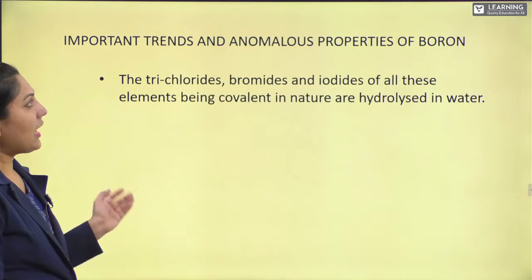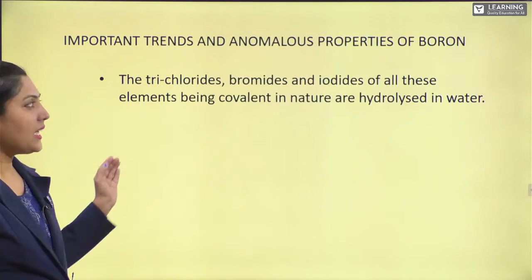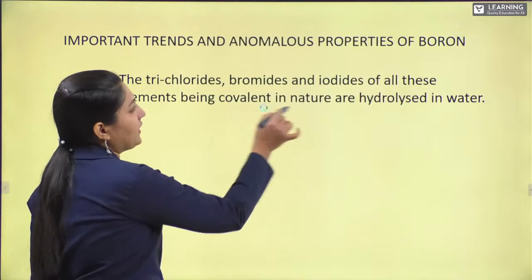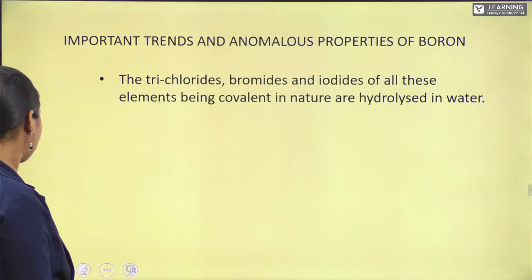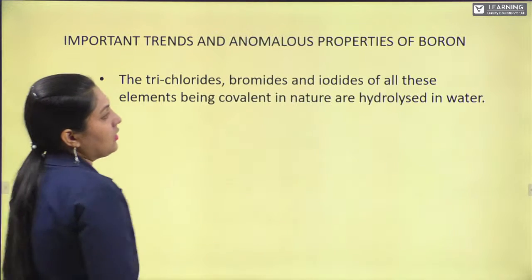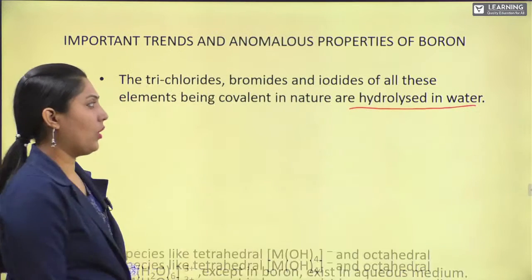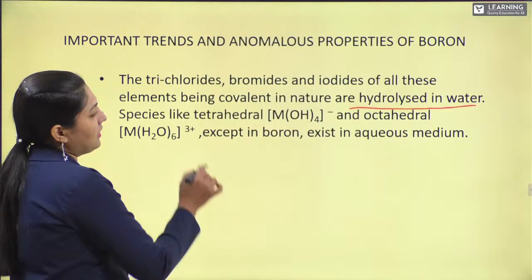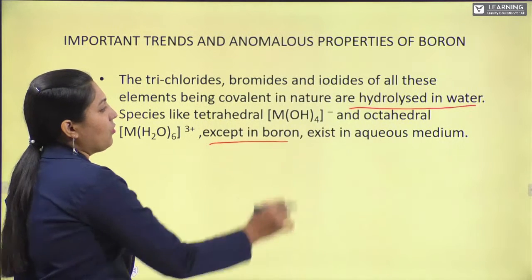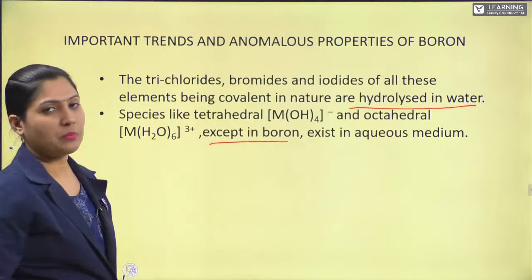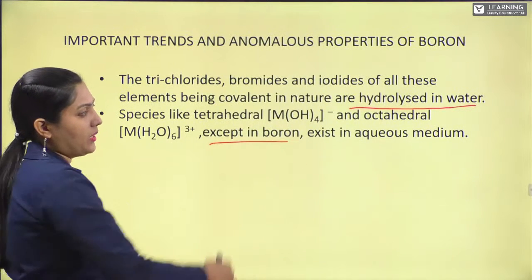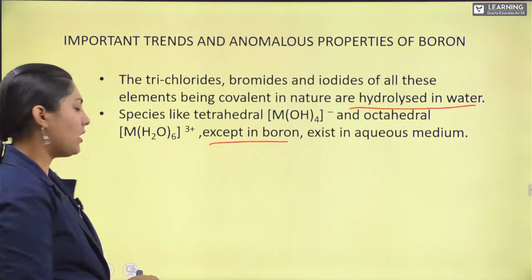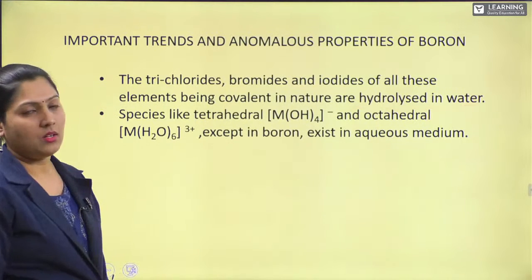Some trends and anomalous properties of boron. The trichlorides, bromides and iodides of all these elements, being covalent in nature, are hydrolyzed in water. They can be easily hydrolyzed. Species like tetrahedral and octahedral ones can form, except in boron. That means the other elements can form tetrahedral and octahedral species, but boron cannot form them even in aqueous medium. That is the reason why, because we have d orbitals for other elements rather than boron.